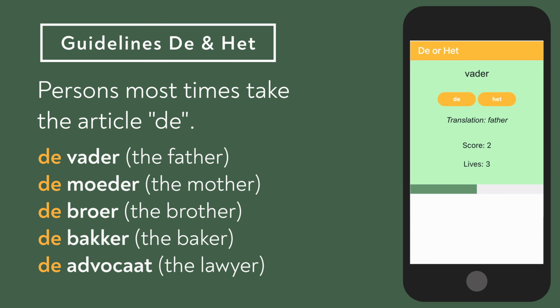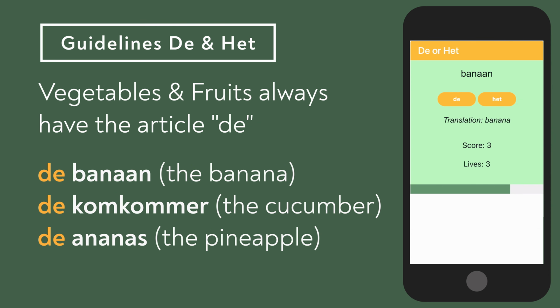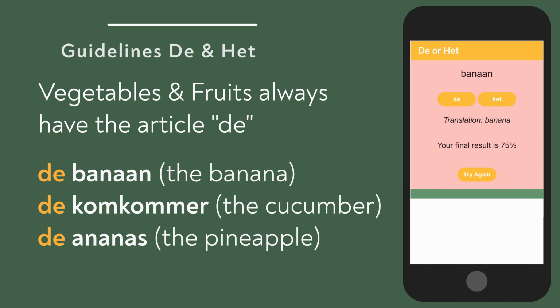Persons are almost always de words. For example, de vader, de moeder, de broer, de bakker and de advocaat. And the fourth guideline is that vegetables and fruit always have the article de. For example, de banaan, de komkommer, de ananas.